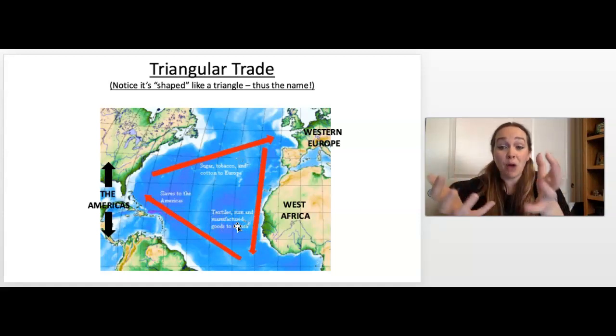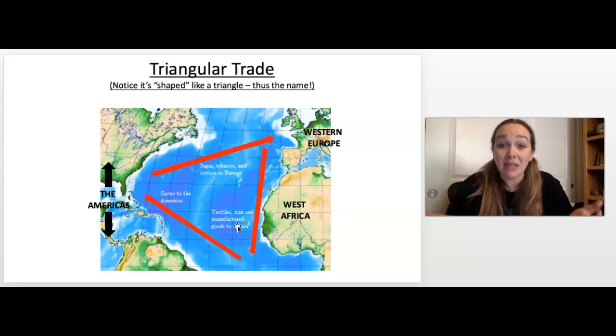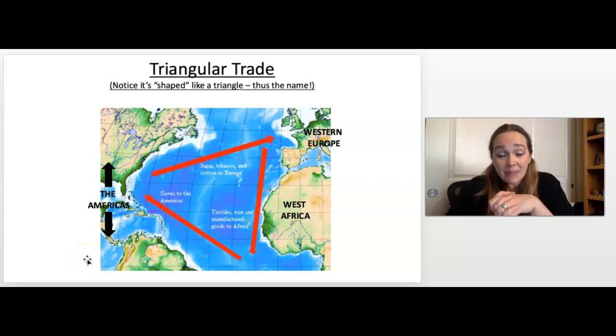Manufactured goods are finished products. Like wood is not a finished product, but you can turn wood into furniture. Furniture would be a manufactured good that's a finished product, right? Down into Africa. And then Africa is selling slaves into the Americas. Sometimes this was through kidnapping of people who were working either in the Americas or working in Western Europe, coming in and kidnapping people from Western African tribes.